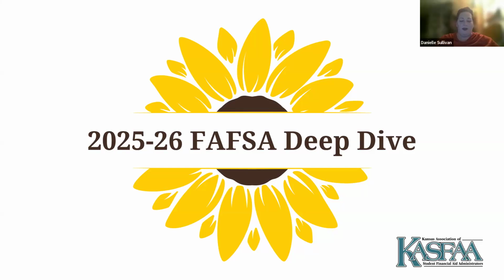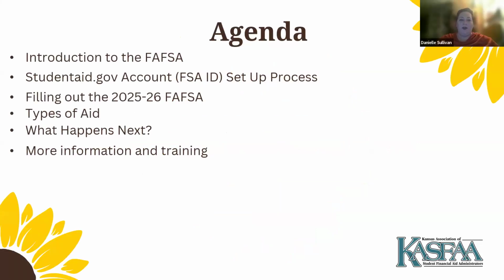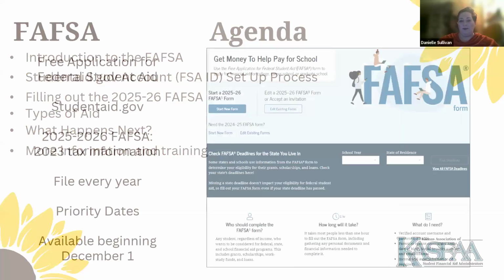All right, so today we're going to cover a variety of topics. We're going to give you a brief introduction to the FAFSA, and then Ginger's going to talk to you about the studentaid.gov account, formerly known as the FSA ID or Federal Student Aid Identification. She'll talk about that setup process, and then we'll talk about filing the 25-26 FAFSA, including some screenshots on what you can expect to see. We'll go over briefly some types of financial aid that will be available once the FAFSA is completed. And then we'll talk about what actually happens next after the FAFSA is completed, and then give you some more information and training.